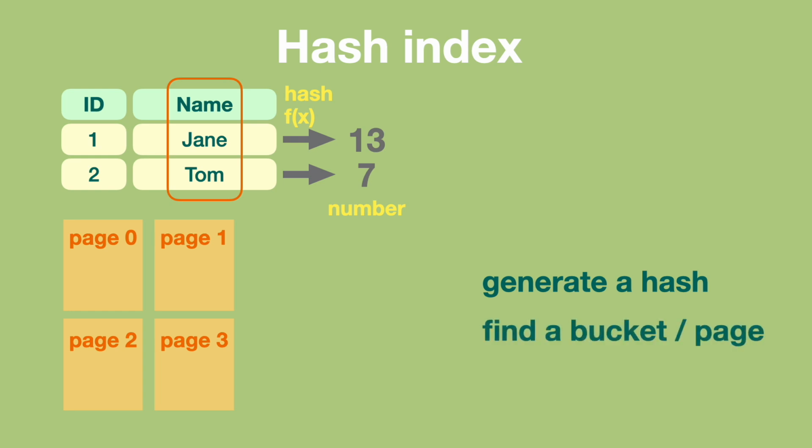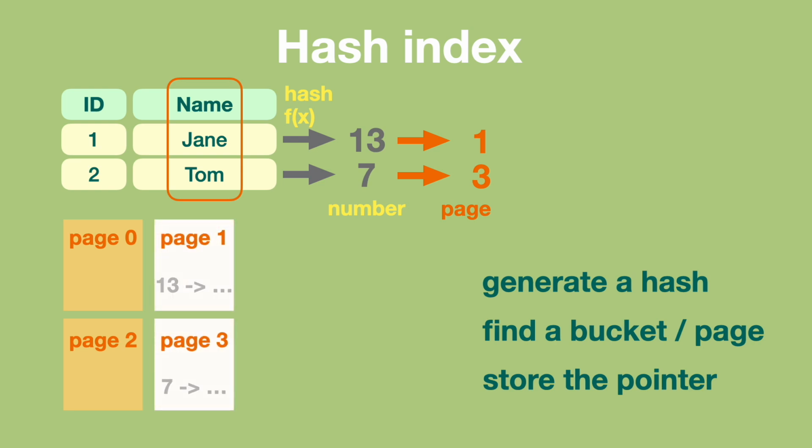Next step is to find a bucket. PostgreSQL needs a place to store this hash. It uses a series of storage locations called buckets or pages. To figure out which bucket to put the hash in, it takes the hash value and performs a simple calculation, most commonly the modulo operation, which gives us a page number. And the last step is storing the pointer. Inside that specific bucket, PostgreSQL stores two pieces of information: the original hash value and a direct pointer or address to the exact row in the main table, where the rest of the data is stored.